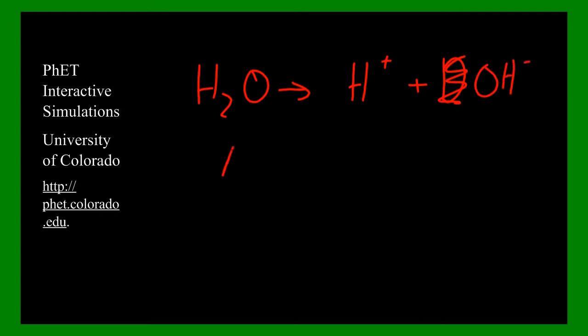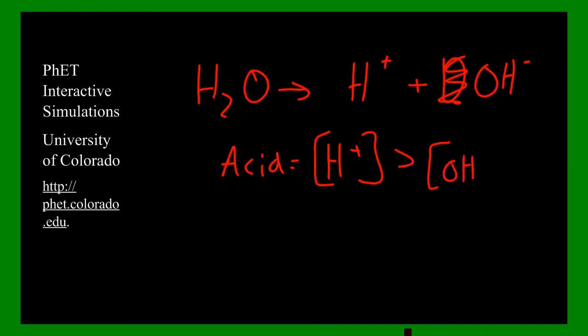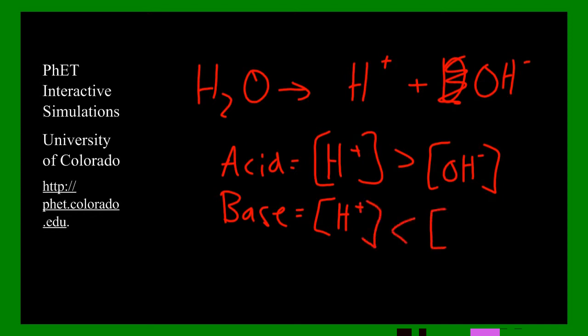In an acid, remember, the H+ amount is greater than the hydroxide amount. The hydrogen ion amount is greater than hydroxide, and in bases, it's the opposite. A base has more hydroxide than hydrogen. Or you can say it has less hydrogen compared to the hydroxide. Just depends on how you talk about it.